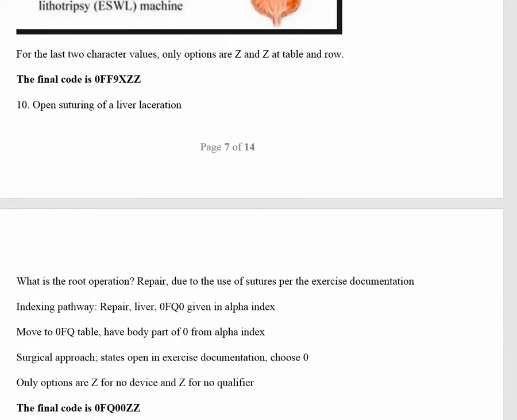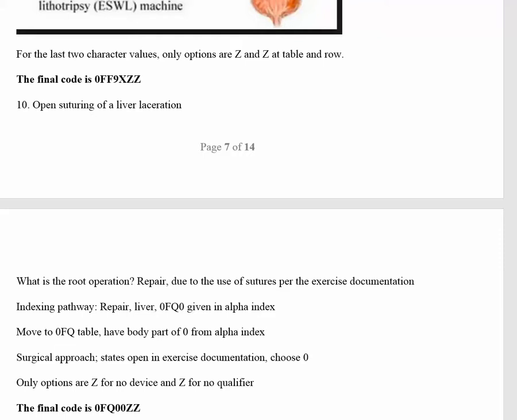Number 10 is open suturing of a liver laceration. The best root operation is repair because they're using sutures to fix this laceration. We're going to index repair liver in our alpha index of our ICD-10-PCS coding manual. We end up at 0FQ0. You move to the 0FQ table. You already have your body part value of 0.